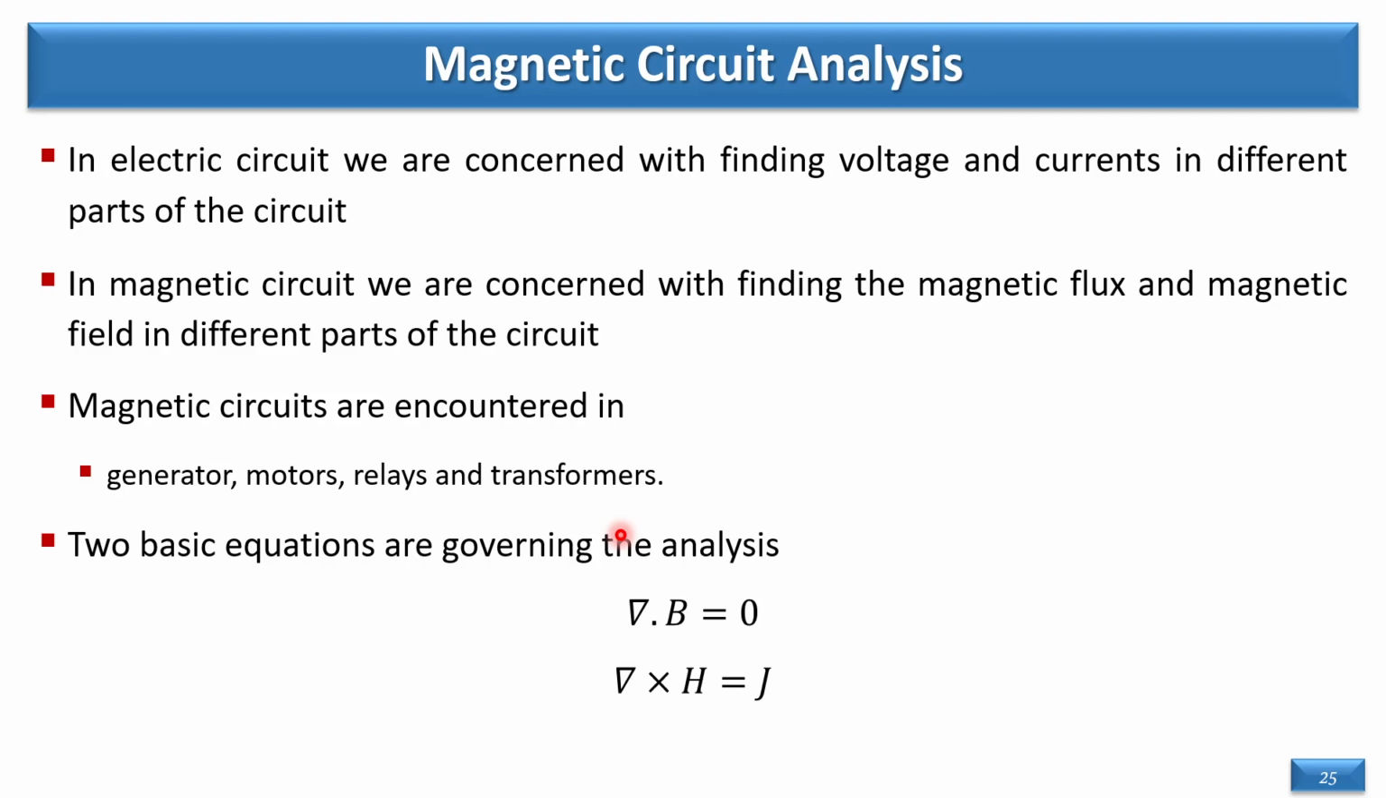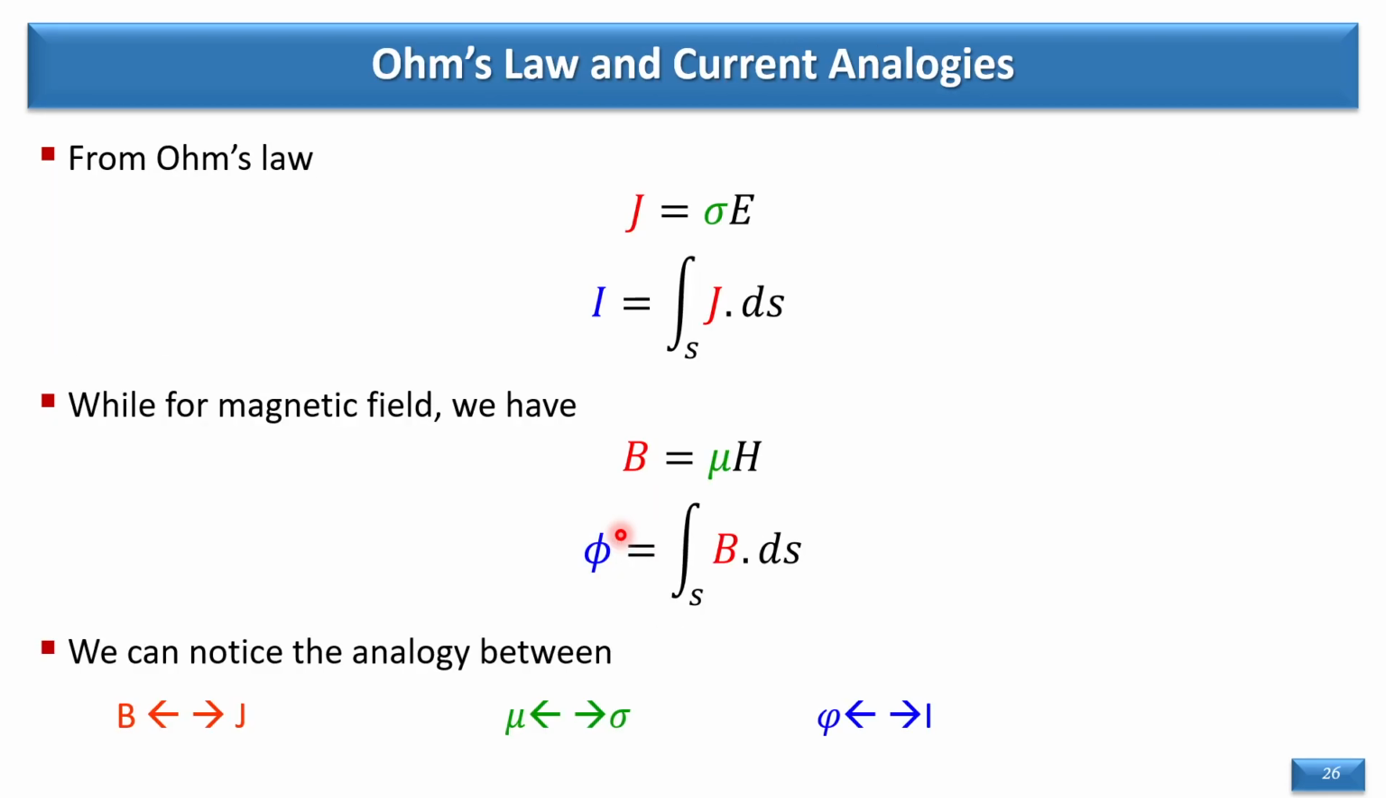And we have two basic equations. Number one, divergence of B equals 0. And number two, the curl of H equals J. The first one is the law of continuity, or conservation of magnetic flux, and the second one is Ampere's law.